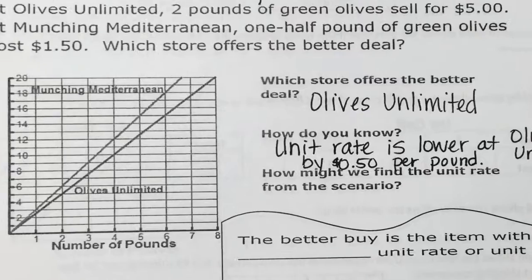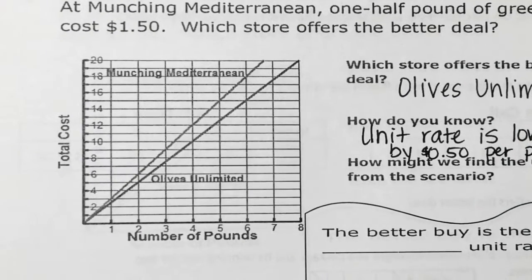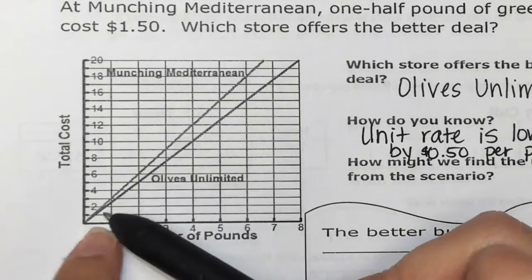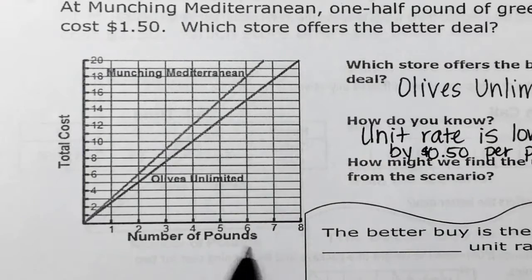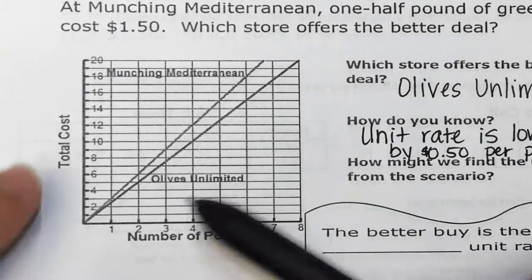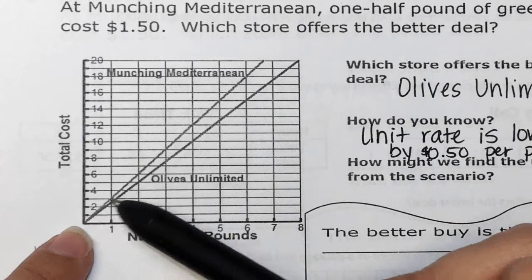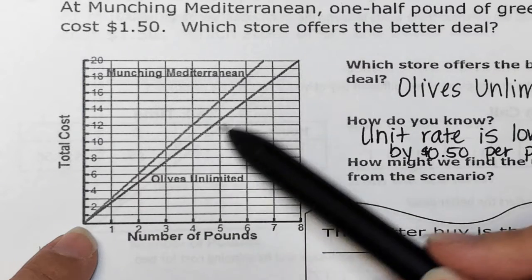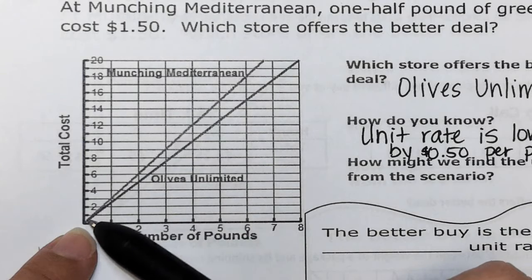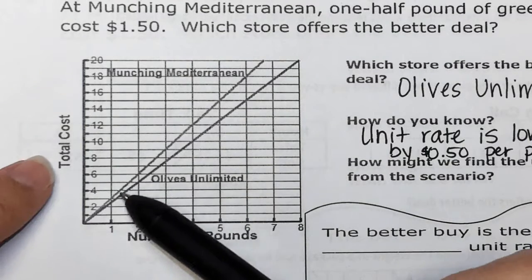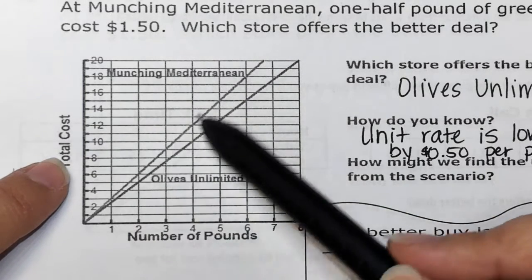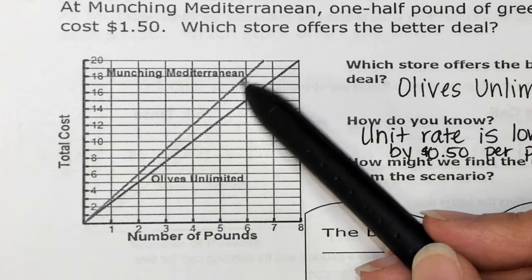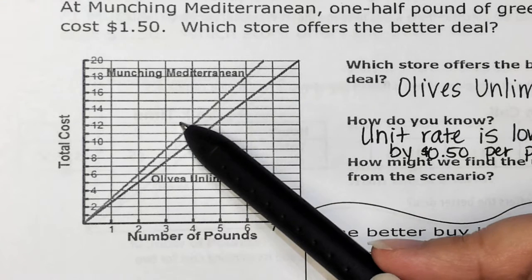And I'm going to zoom in. I'm going to try my best here to get zoomed in so we can talk about this graph for just a minute. When we look at this graph, y'all, this line right here is Olives Unlimited. This line right here is Munching Mediterranean. Number of pounds, total cost. Hopefully you can see that Munching Mediterranean, the line is above Olives Unlimited the entire time, except maybe a little bit down here, which I can't tell, but whatever. It's above the entire time. So hopefully you can see that the total cost is going to be higher at Munching Mediterranean. That's because their unit rate is higher.